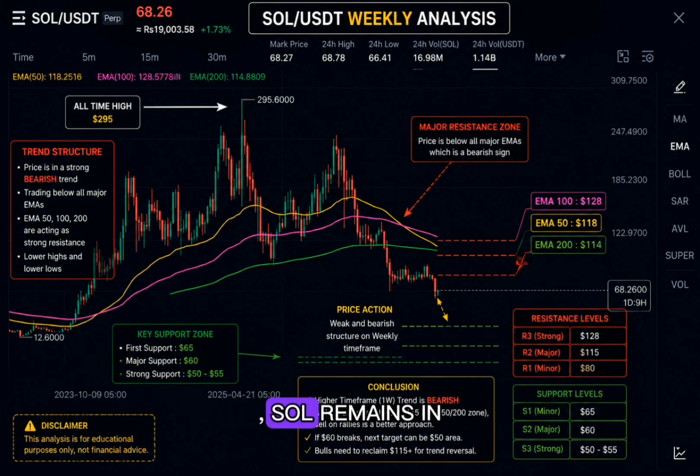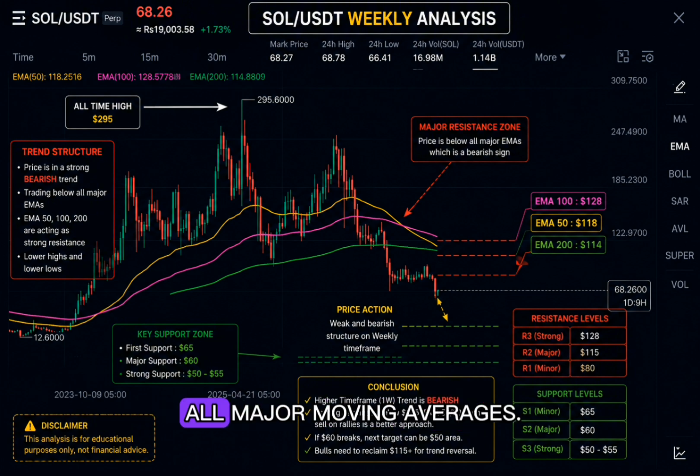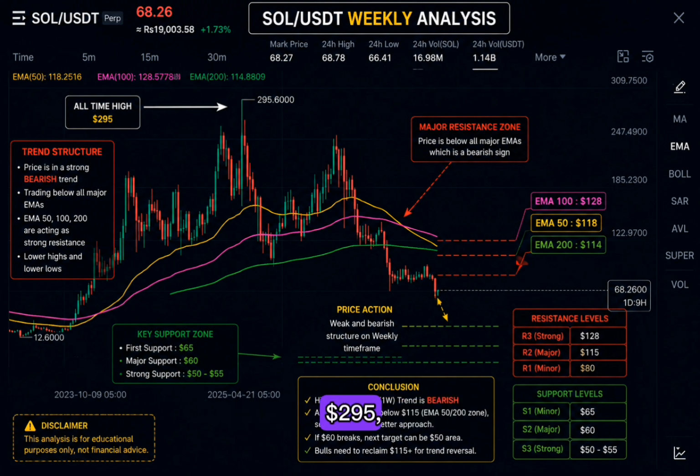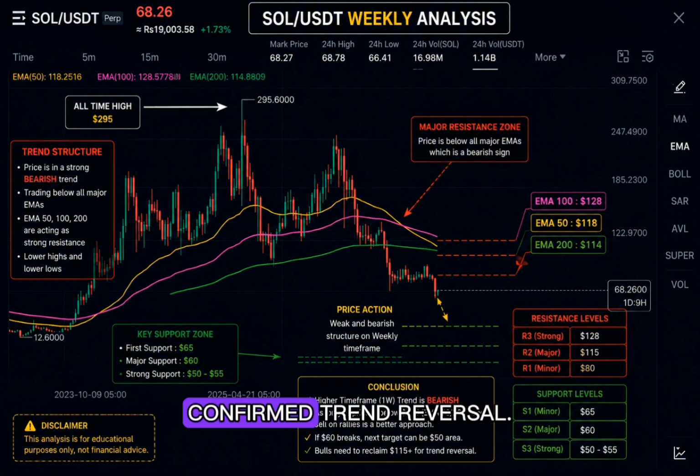Now we're analyzing SOL/USDT on the weekly timeframe. Looking at the chart, SOL remains in a strong bearish trend. The price is currently trading around $68, which is well below all major moving averages. The EMA 50 is at $118, EMA 100 at $128, and EMA 200 at $114. Since the price is trading below all these levels, the long-term trend is still bearish.